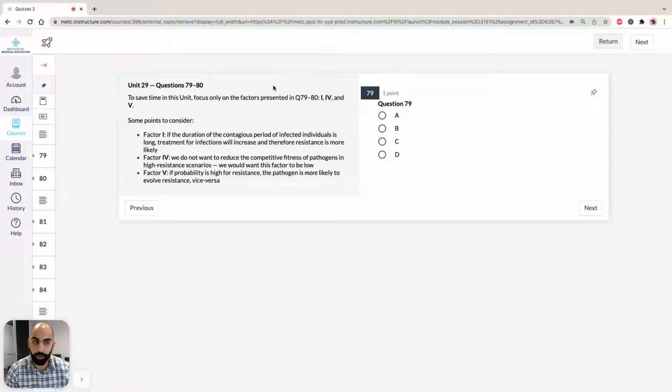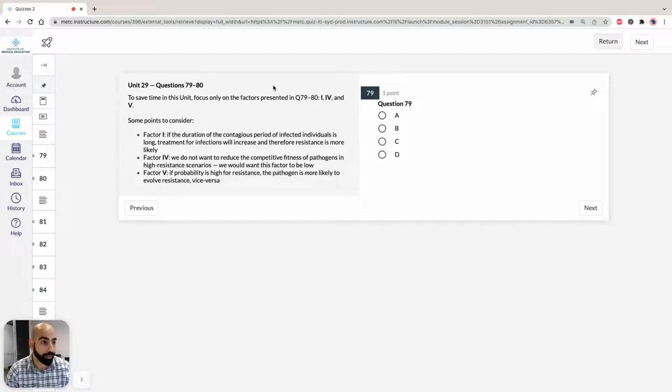So if we read factor 1, it says the duration of the contagious period of infected individuals. Now, if the duration of the contagious period of infected individuals is long, you know therefore that the treatment for infections will increase, and we're going to have more resistance, because if you're treating more people, if you're treating a disease that has a long period, you're more likely to get resistance.